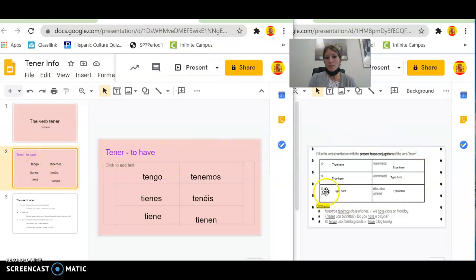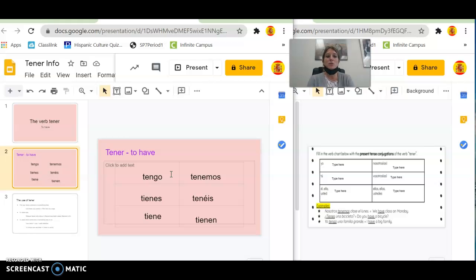Okay, so you're going to be filling in the chart with the conjugated forms of tener. The yo form is tengo. You already know that from last year. So you're going to type in tengo, I have. The tú form is tienes. You've heard that in cuántos años tienes. The él, ella, usted form, tiene. Nosotros tenemos. Vosotros tenéis. Ellos, ellas, ustedes tienen.